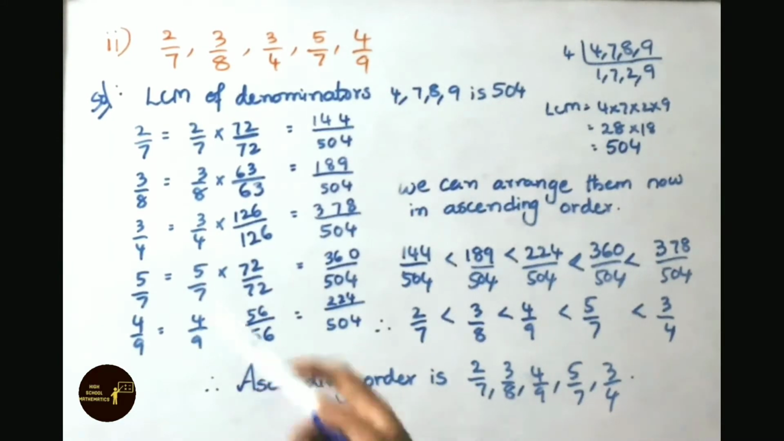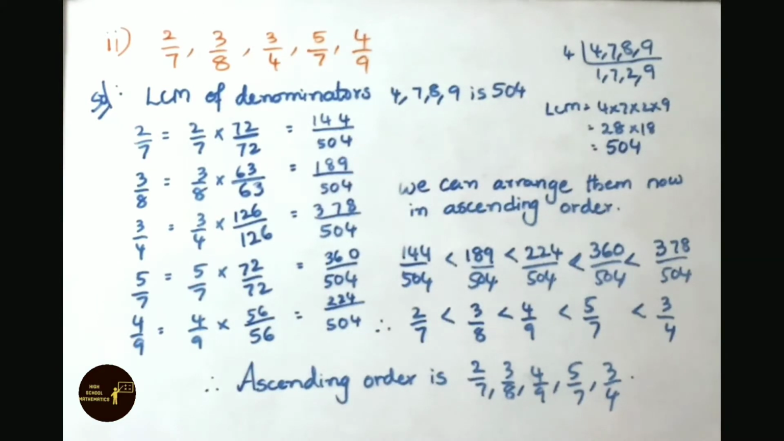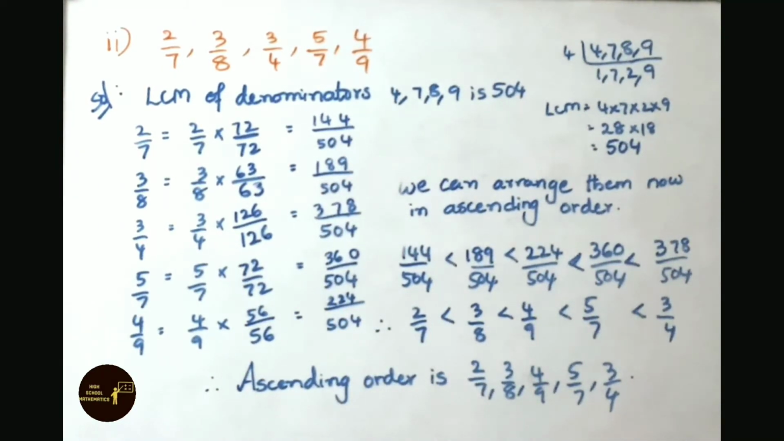See the next fraction 5 by 7. 7 times 72 is 504. So here numerator and denominator we multiplied by 72. 5 seventy-twos are 360. 7 seventy-twos are 504. See the last fraction 4 by 9. 9 times 56 is 504. So numerator and denominator we multiplied by 56. 4 fifty-sixes are 224. 9 fifty-sixes are 504.